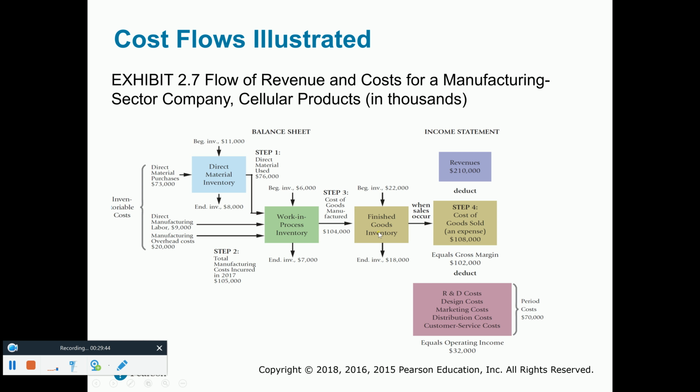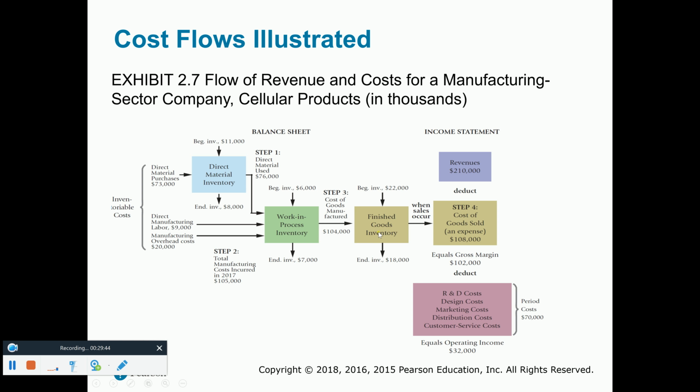That gives us our cost of goods sold, what we actually sold, which is $108,000. We'll subtract the $108,000 from our revenues of $210. $210 minus $108 gives us our gross margin or our gross profit of $102. $102 less our period costs or our selling, general, administrative costs of $70. Subtract from $102, you get net income of $32,000.